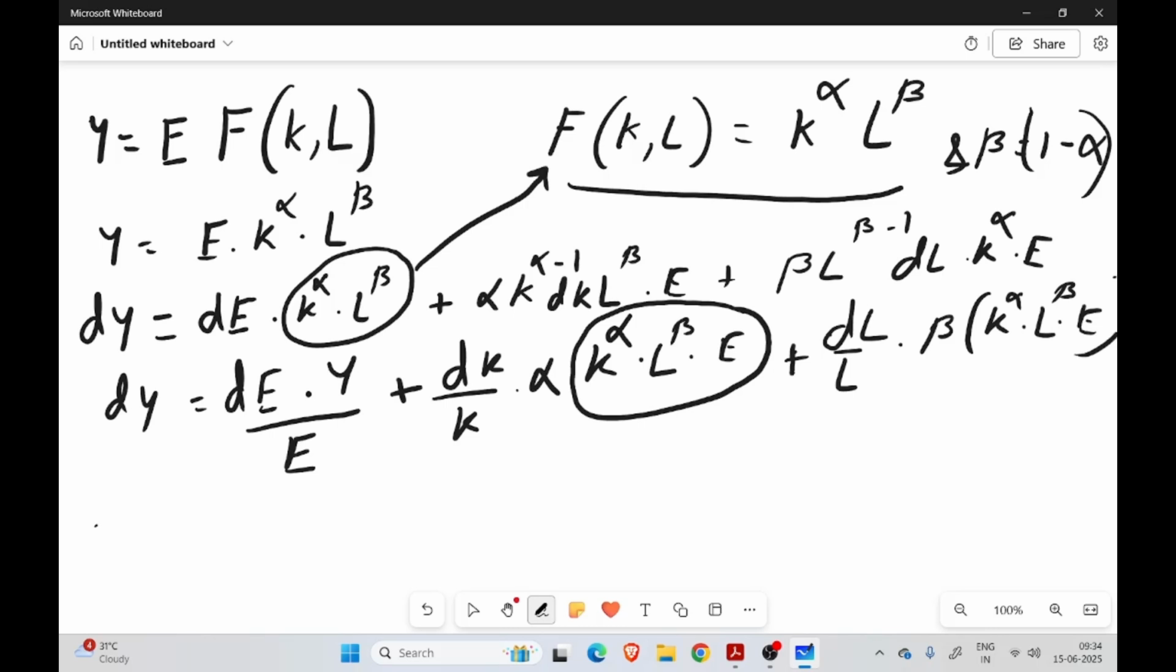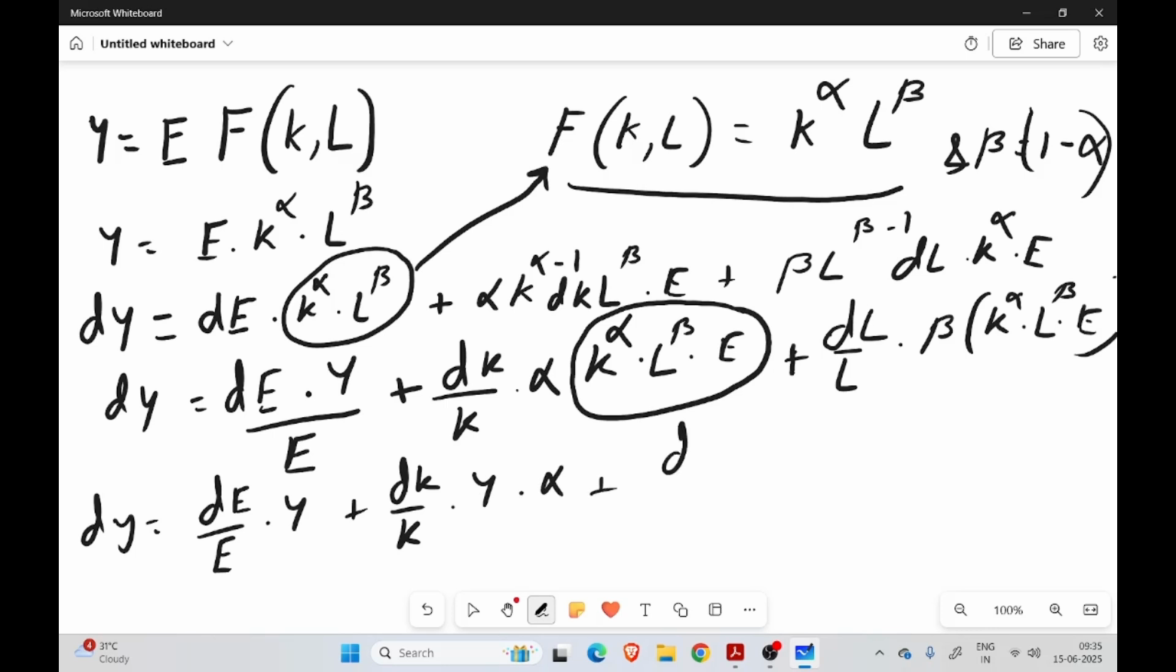Therefore, finally we will get dy equal to dE by E into Y plus dk by k into y into alpha plus dl by l into y into beta.